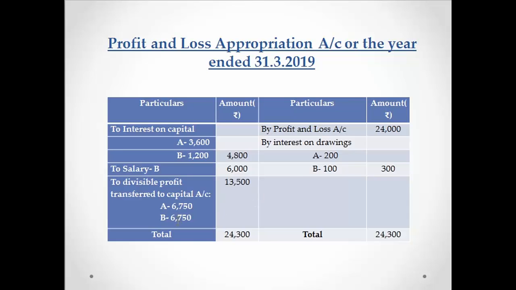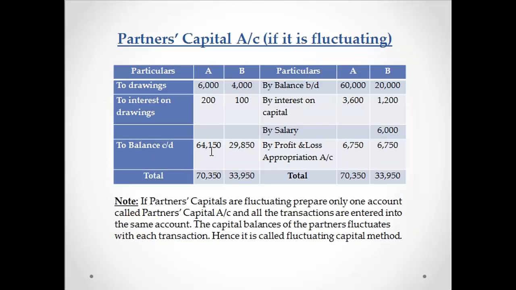I hope it is clear for you. Now I will explain the second account, which is called partners capital account, and this is the partners capital account prepared according to the fluctuating capital method. So please look at the first item.